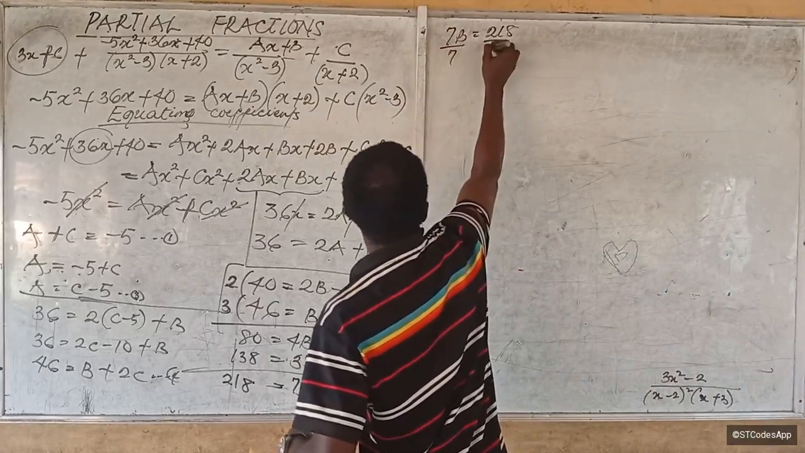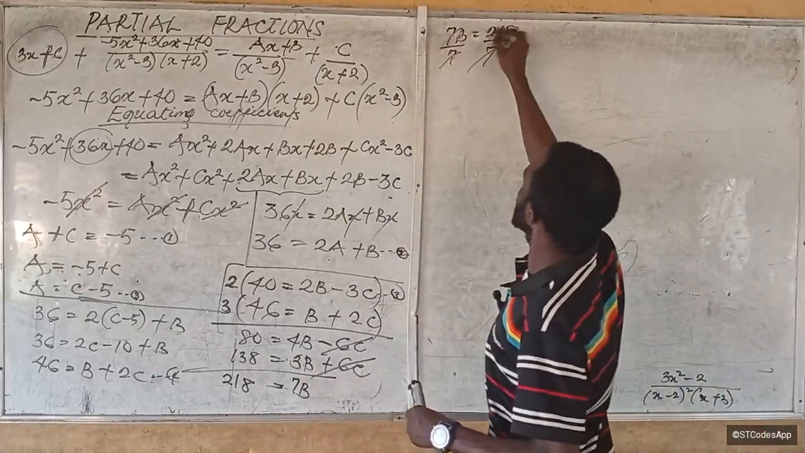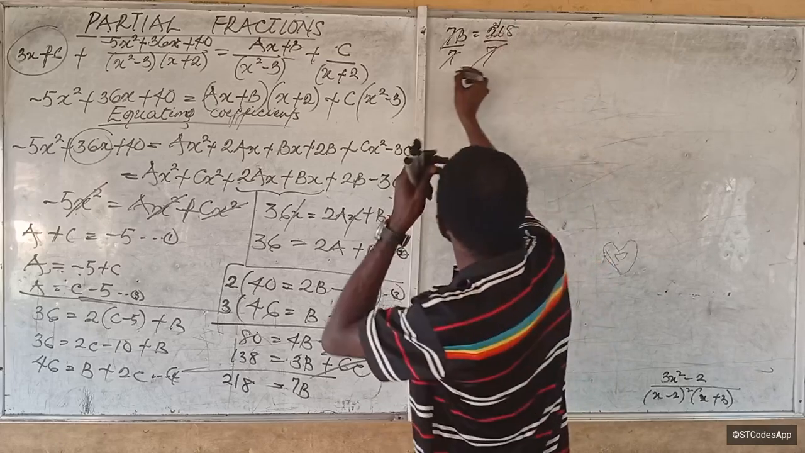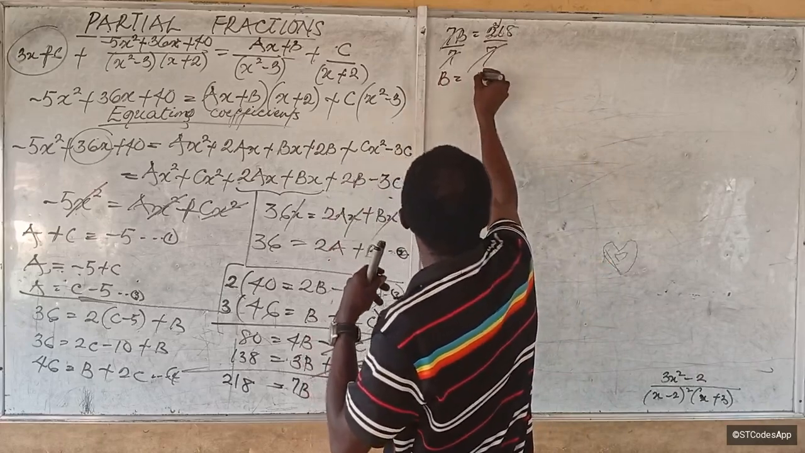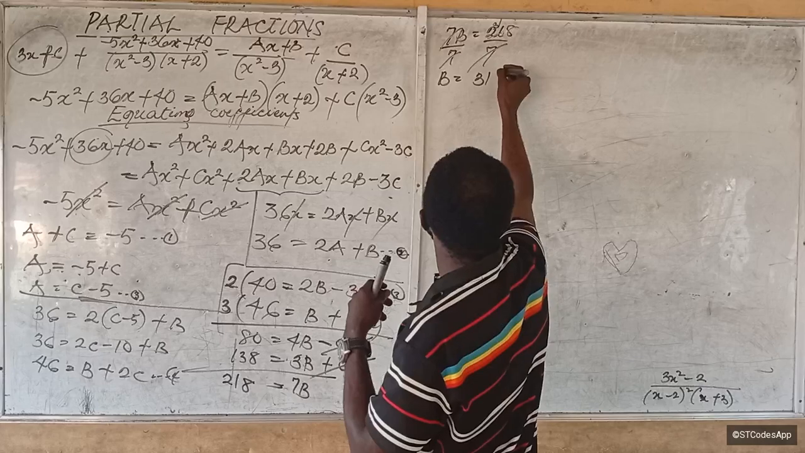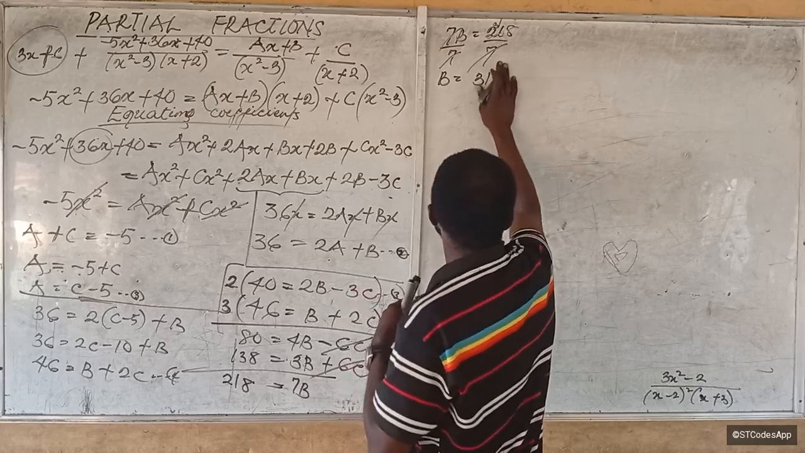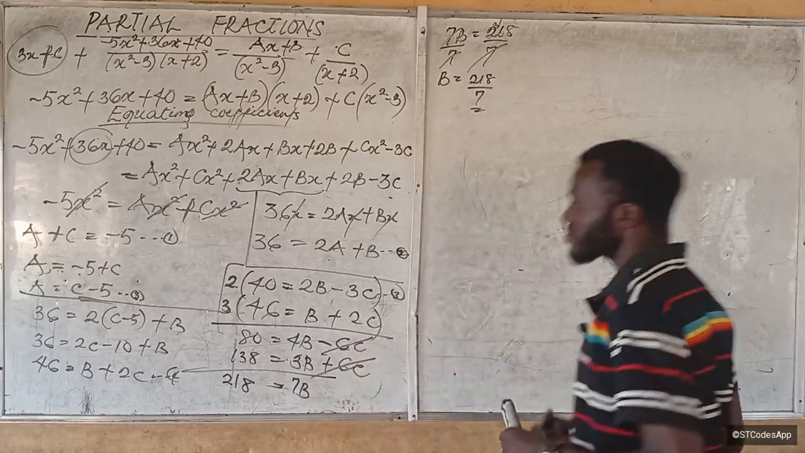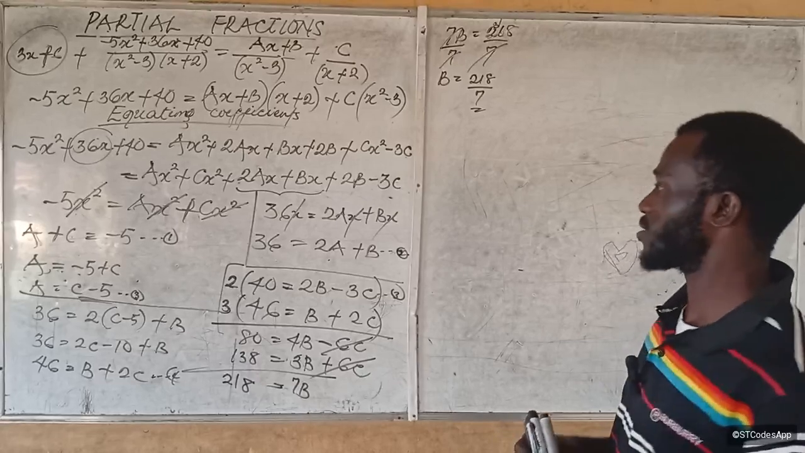Divide both sides by 7. And then you will have here 3, here 1, right? So remainder 1 over 7. So B is equal to 31 whole number 1 over 7. Or let's leave it at 218 over 7. Try to be sweet and easy to solve.